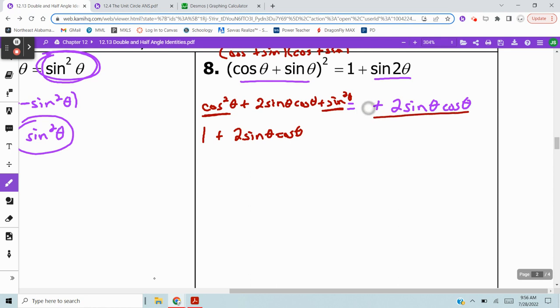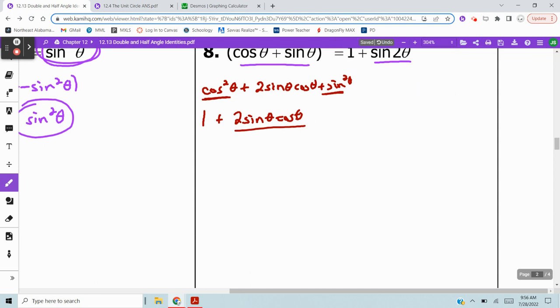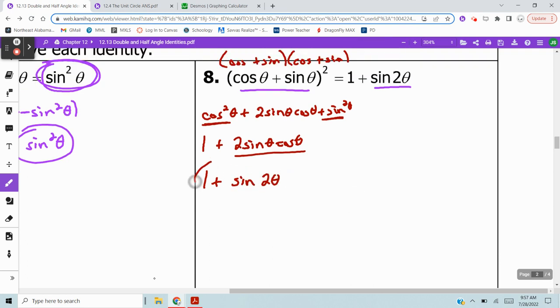And if you didn't even want to fool with this right side, if you just wanted to work with the left side here, if you notice, hey, 2 sine theta cosine theta, that's one of my identities. I know that that's equal to the sine of 2 theta. You could work it that way, and then you don't even have to touch the right side.